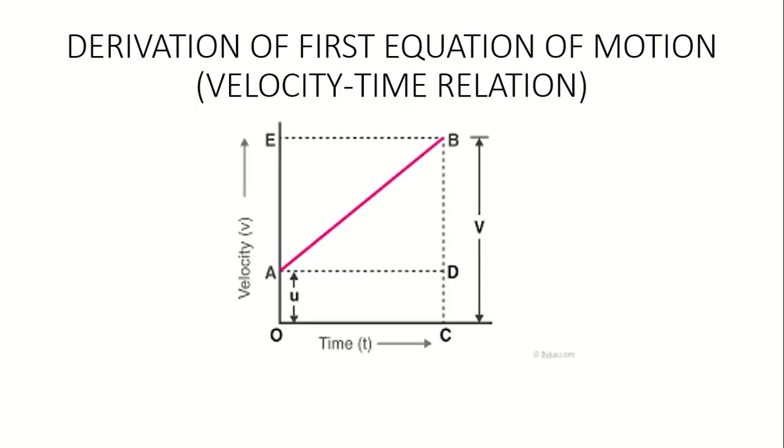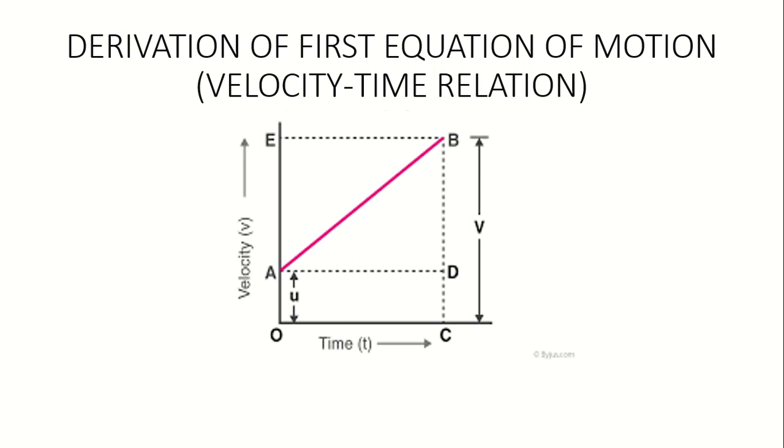Next thing is the derivation of first equation of motion, which is also known as velocity time relation. You can see this graph. You are suggested to draw this graph in your notebook and practice this. And this graph is very important because the same graph we are going to use to derive first equation of motion, second equation of motion and third equation of motion.